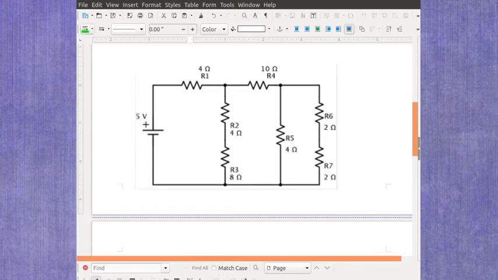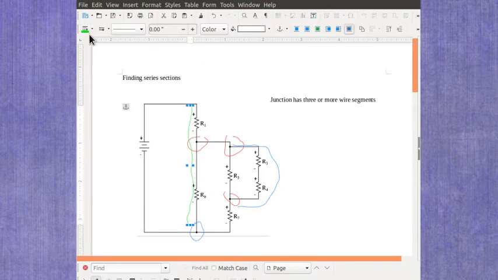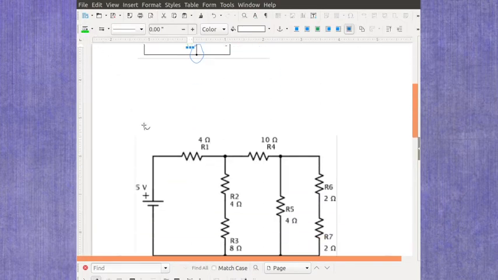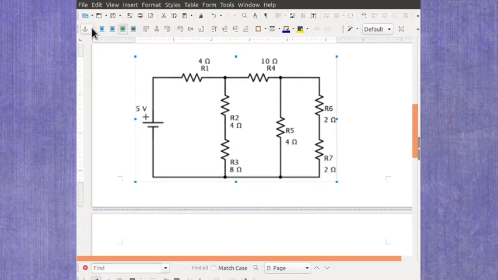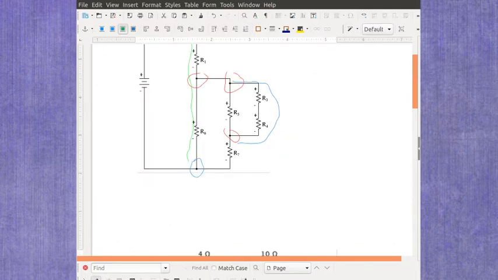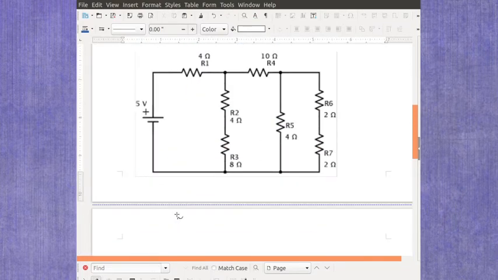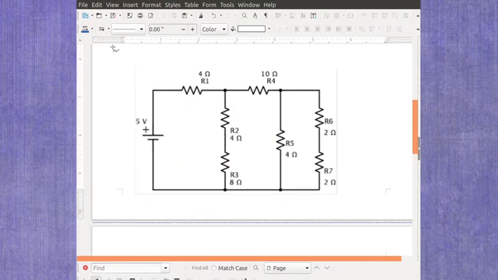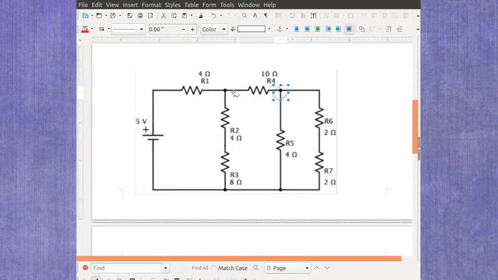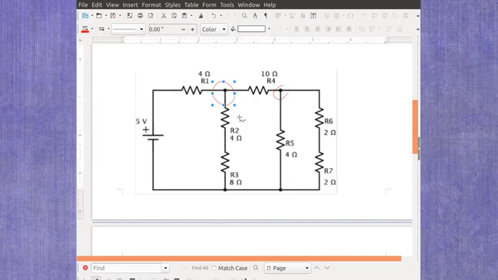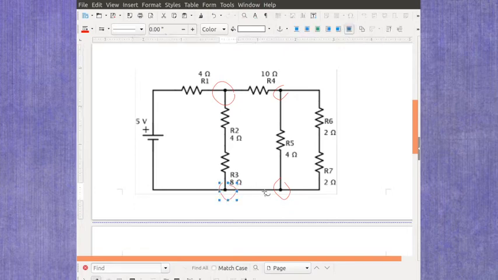Now, just to give you a little bit more examples, here's another one. And again, they've got the junctions shown in there. Again, my junctions are going to be shown in individual locations where I've got 2 or more wires coming together. So there's a junction, here's a junction, here's a junction, and here's a junction.